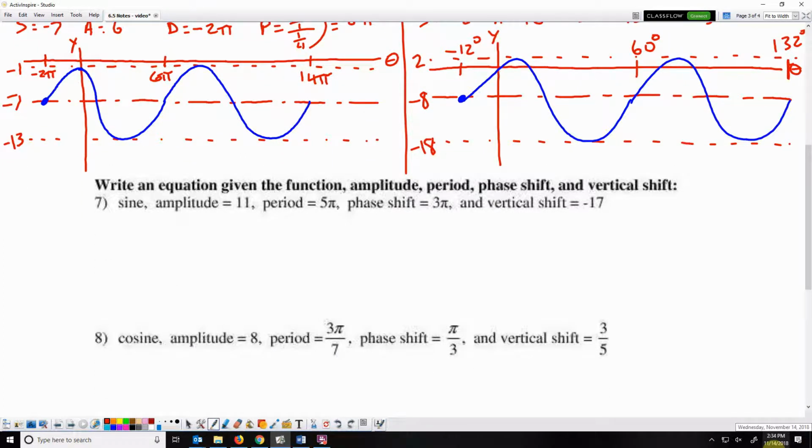Now we're going to write an equation for a sine wave. For an equation, I need sinusoidal axis, amplitude, displacement, and b. Okay, so vertical shift is -17. That's my sinusoidal axis. Amplitude is 11. Displacement, phase shift, is 3 pi. And b is 2 pi over the period, which is 5 pi. So 2/5 is b.